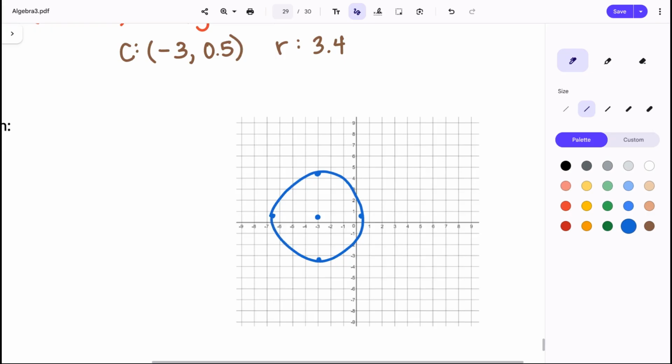Okay, then draw your circle to the best of your ability. They do not have to look perfect, but they should be round. They should not look like squares in here. That's not a circle. Okay, so do your best on drawing your circles.